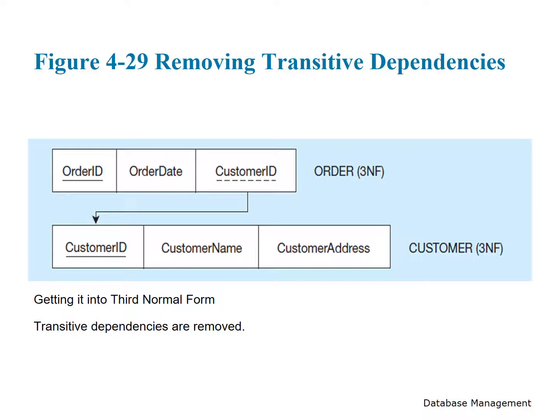As indicated in figure 4-29, these relations are now in third normal form. Normalizing the data in the invoice view has resulted in the creation of four relations in third normal form: customer, product, order, and order line. A relational schema showing these four relations and their relationships is shown in figure 4-30 in our textbook. So getting it into third normal form, transitive dependencies are removed.